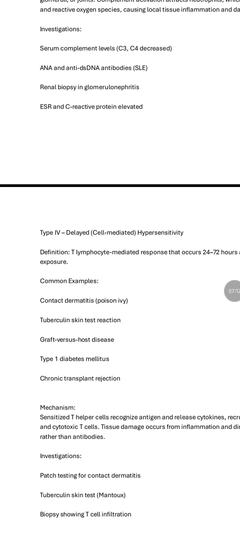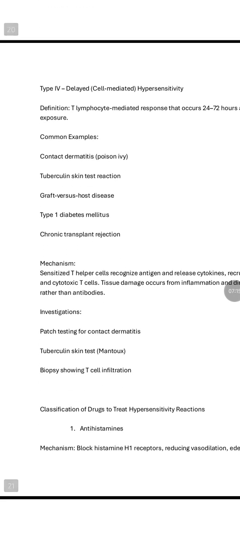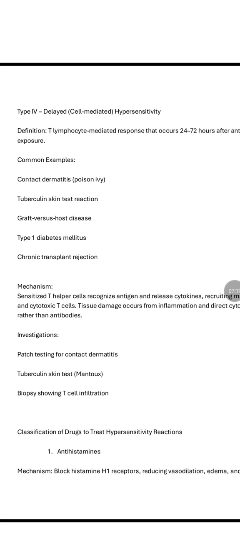Now let's go to the last type of hypersensitivity reaction, which is type 4 hypersensitivity reaction, known as the delayed type of hypersensitivity reaction. It's also called the cell-mediated type of hypersensitivity reaction. When we say delayed, it means it takes time for this reaction to occur, as opposed to type 1 hypersensitivity reaction, which occurs within minutes.